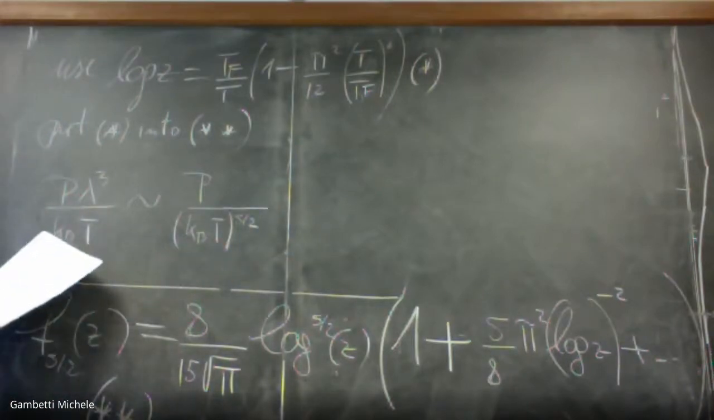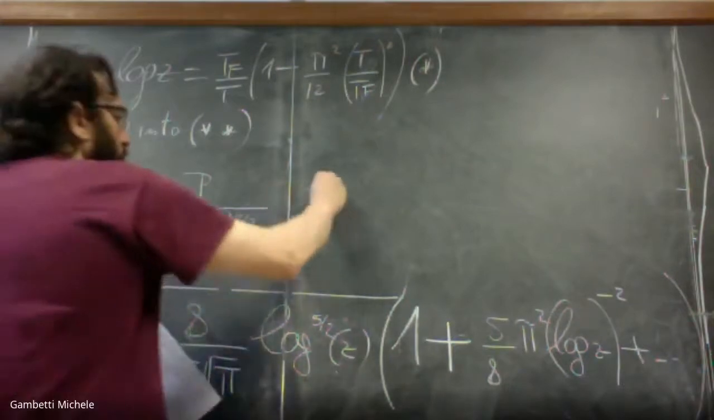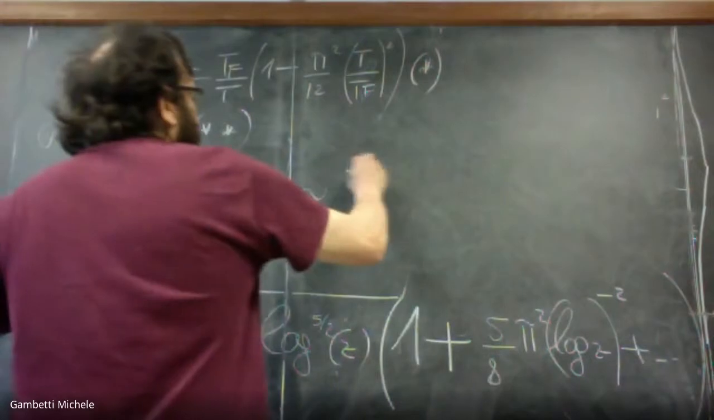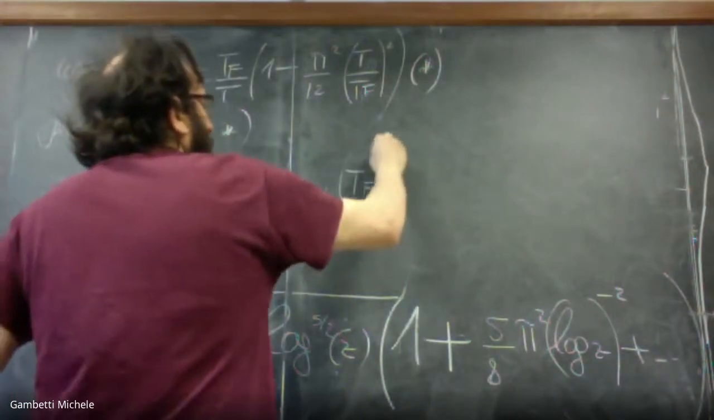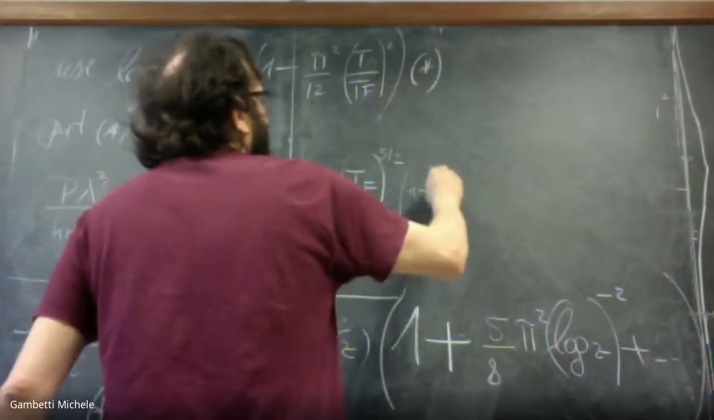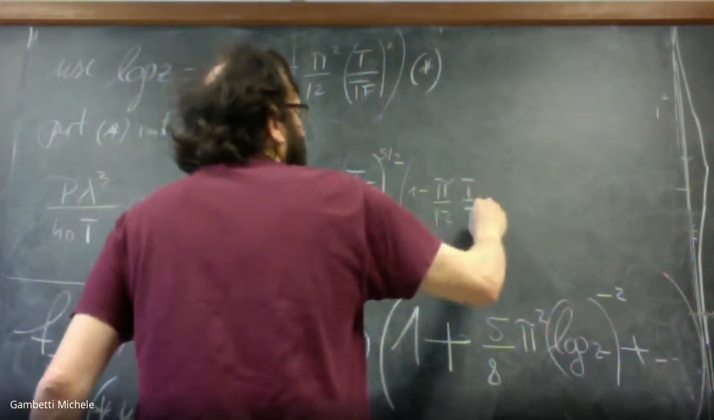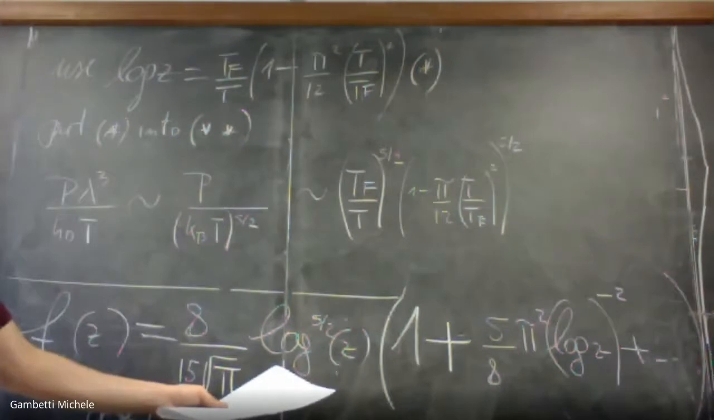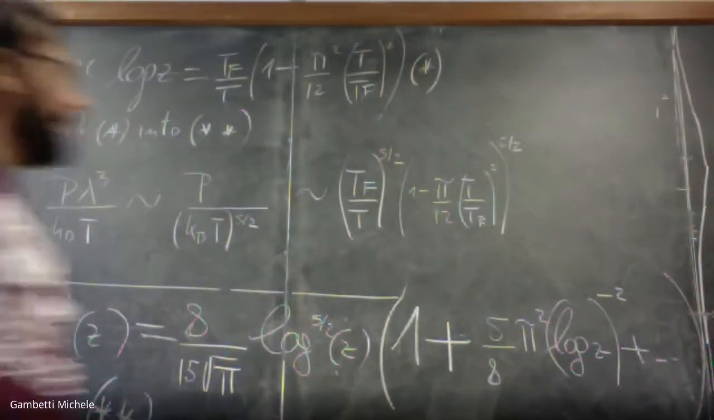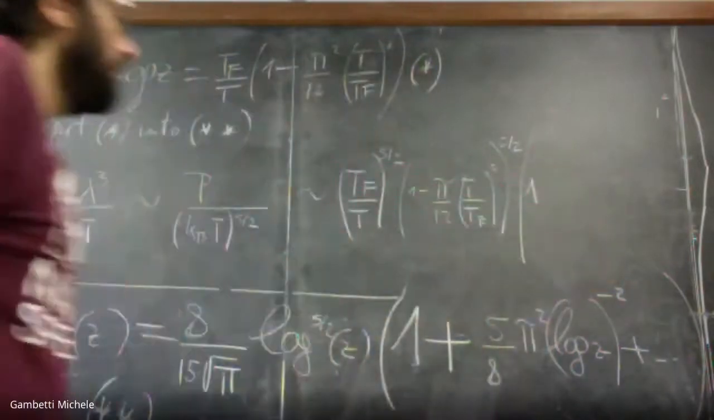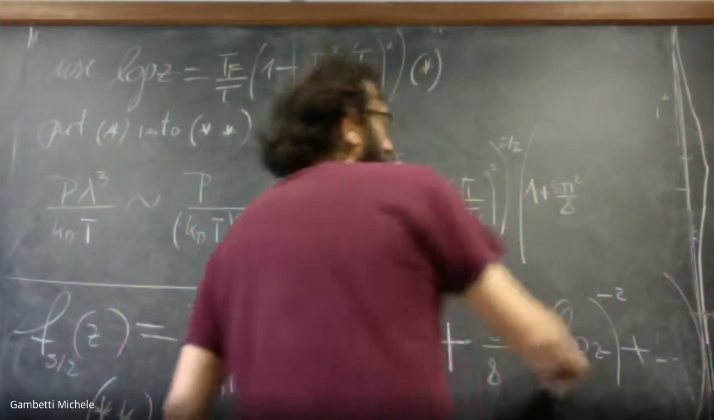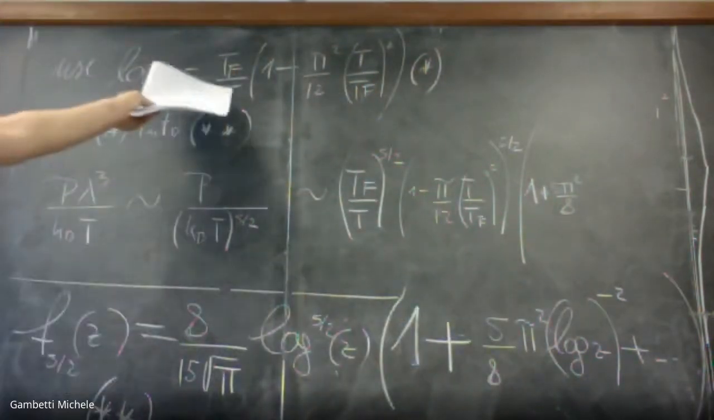And then I have some other constant. And this quantity is proportional to what I have there, which is the log of 5 half. And I can put this: TF divided by T to the power of 5 half. And then I have 1 minus pi squared 12 T over TF squared to the power of 5 half, which is this term here. 5 over 12, let me see if it is right, yes, 5 over 24. Then I have this correction, which is 1 plus 5 squared divided by 8. And then I have the log of z to the minus 2, which is this quantity to the minus 2.